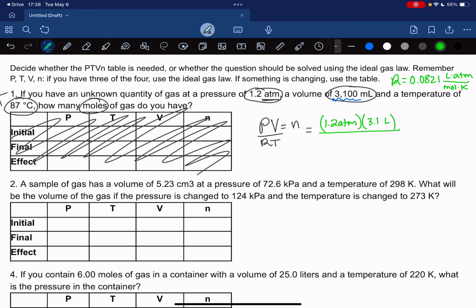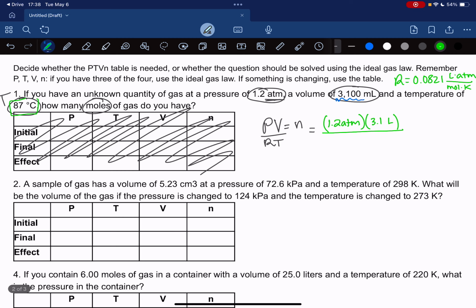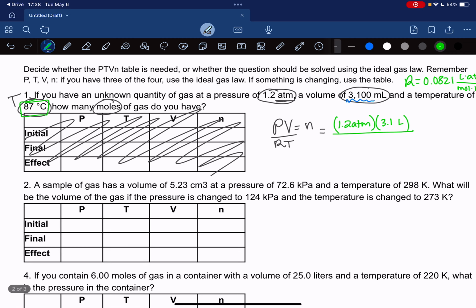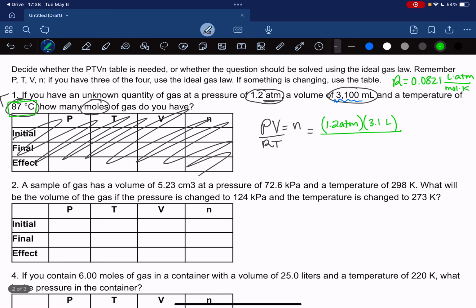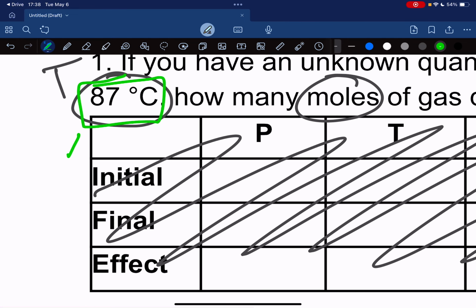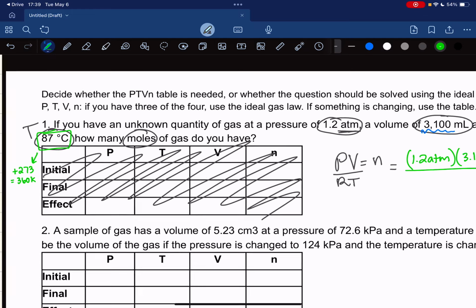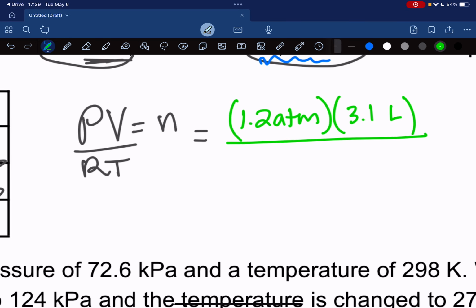I need liters because this is an ideal gas law problem. Also, I'm given 87 Celsius. I can't use Celsius. I need that to be in Kelvin because remember, pressure and temperature are only directly proportional if I use the Kelvin temperature scale. To convert to Kelvin, we add 273 to the Celsius temperature. So I'll take 87 plus 273. That is 360 Kelvin.